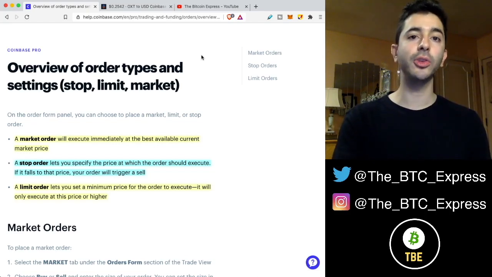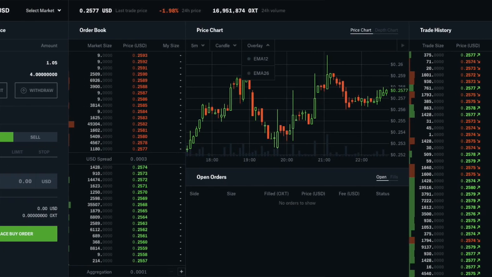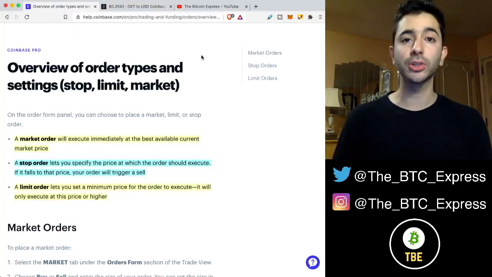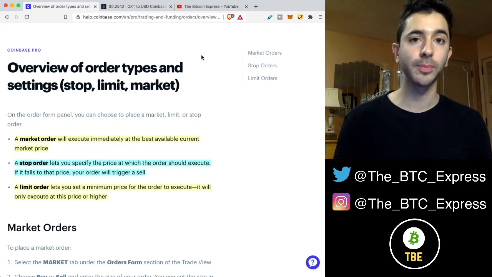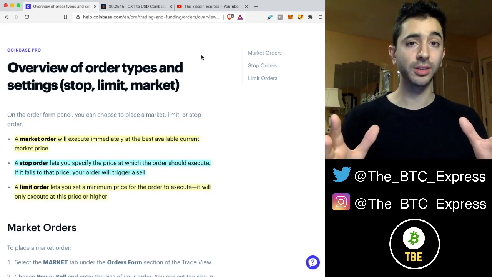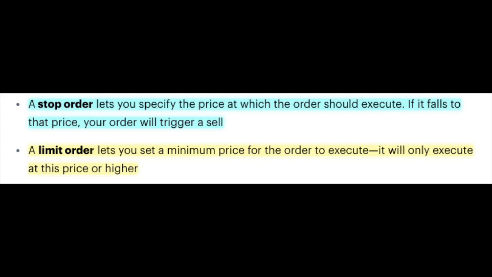But when you use something like Coinbase Pro or maybe a more advanced exchange, this is for people, maybe professionals or people that want more control of how they're buying and selling cryptocurrency. These people don't use market orders. Instead, they use things such as stop orders and limit orders. And when it comes to these kinds of orders, you specify the price at which the order should execute.